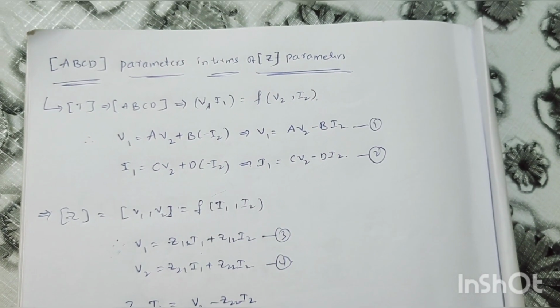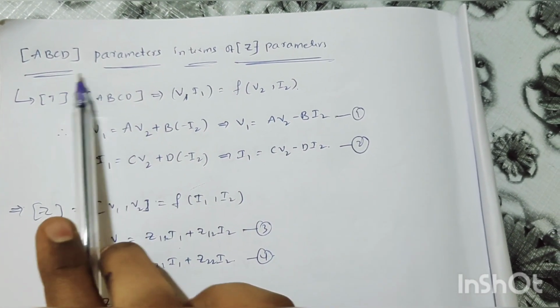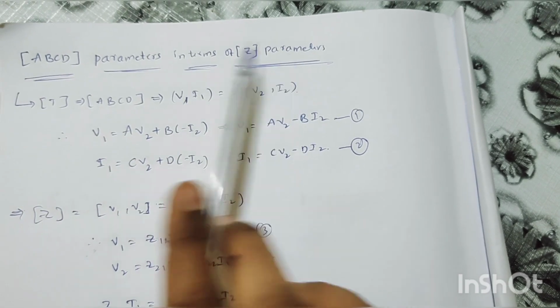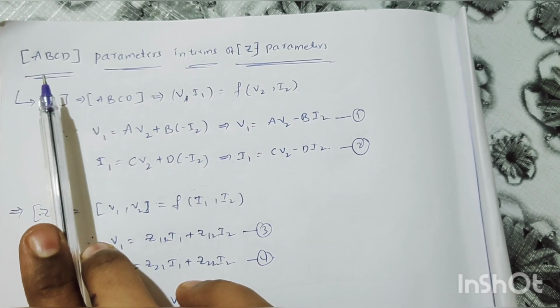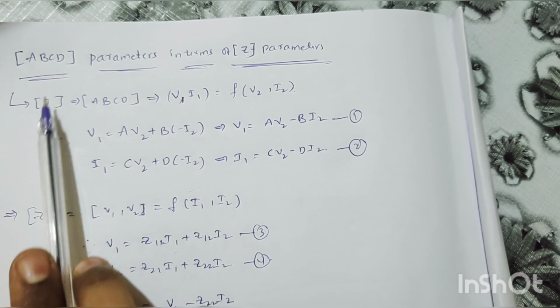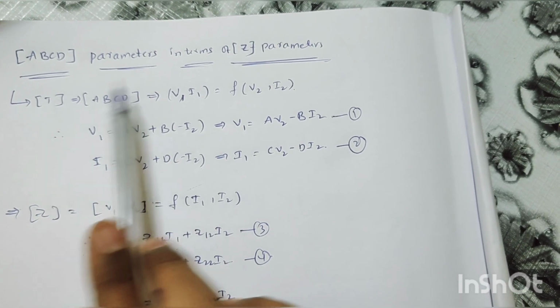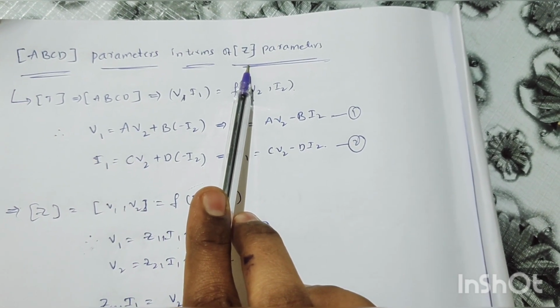Hello everyone. Today I am going to explain ABCD parameters in terms of Z parameters. ABCD parameters are also known as transmission parameters or T parameters. Similarly, Z is nothing but your impedance parameters.